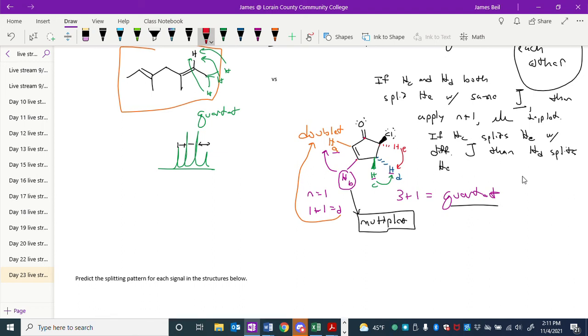So let's say the coupling constant, let's just give a hypothetical. So let's say the coupling constant for C coupling E is large, just for the sake of argument, and that the coupling constant for D splitting E is small. One is probably going to be larger than the other. We don't know which is large, which is small. But if one is larger than the other, here's what you're going to see.